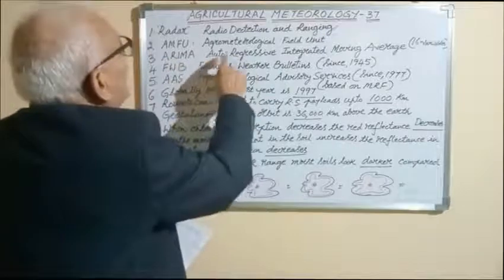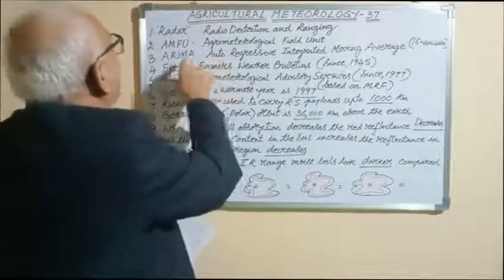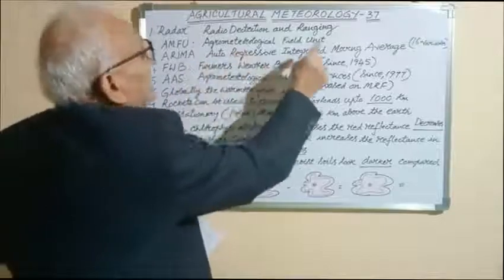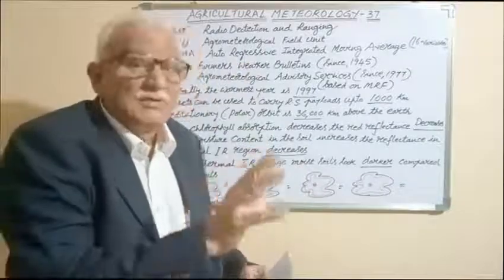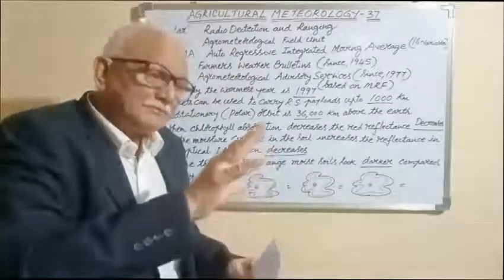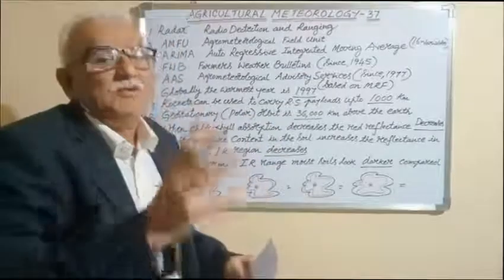ARIMA, Auto Recursive Integrated Moving Average. Once again, I repeat, ARIMA, Auto Recursive Integrated Moving Average. It takes 16 variables. This bit also may come both the land and ocean in the globe and gives Indian monsoon prediction.